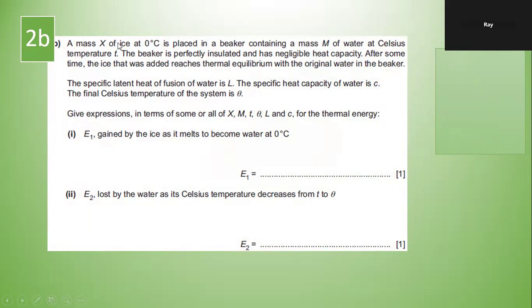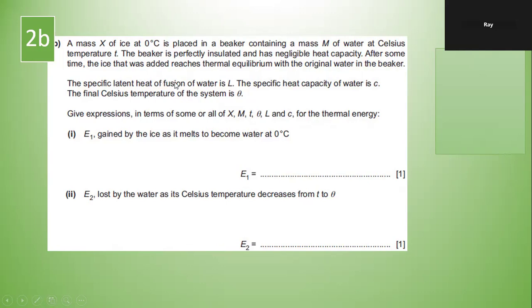A mass X of ice at 0 degrees Celsius is placed in a beaker containing a mass M of water at Celsius temperature T. The beaker is perfectly insulated, so has negligible heat capacity. After some time, the ice that was added reached thermal equilibrium with the original water in the beaker.